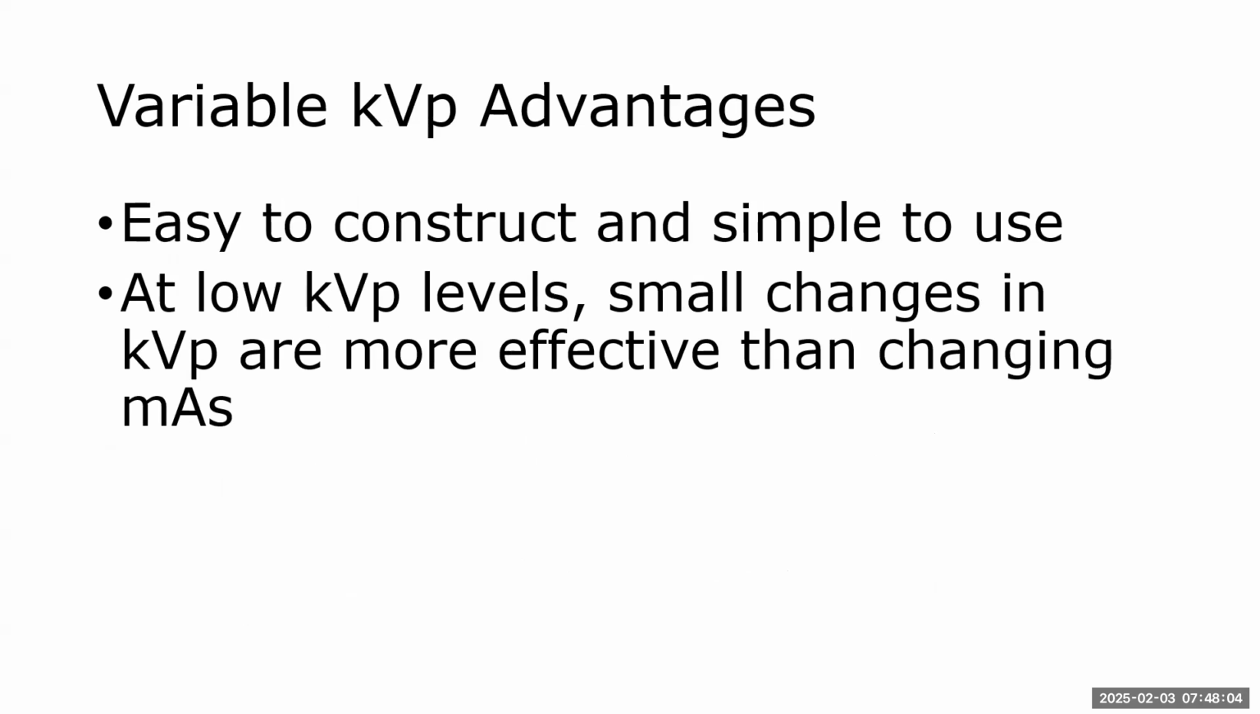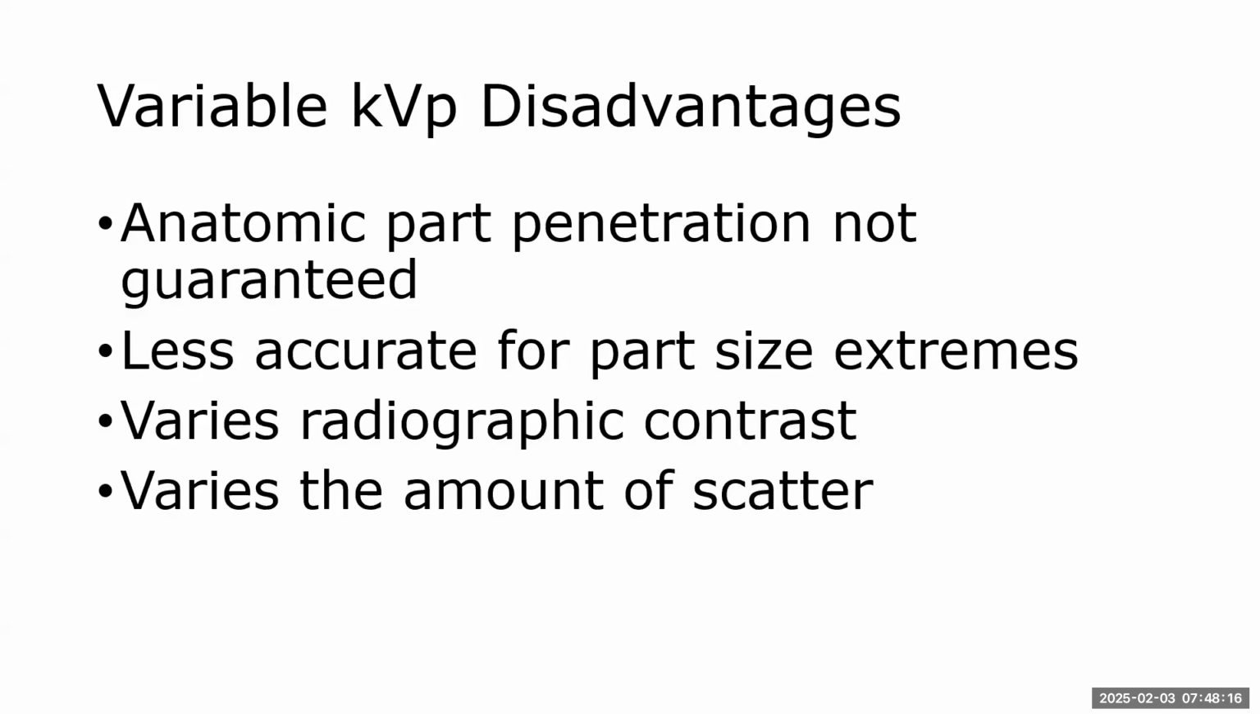So the nice thing about it is that it's easy to construct and simple to use. At low kVp levels, small changes in kVp are more effective than changing the mAs. So that's some of the advantages. Some disadvantages are that anatomic part penetration might not be guaranteed. It's less accurate for part size extremes. And we know that changing the kVp varies both the contrast and the amount of scatter produced. So those are reasons why typically we don't use that type of technique chart.